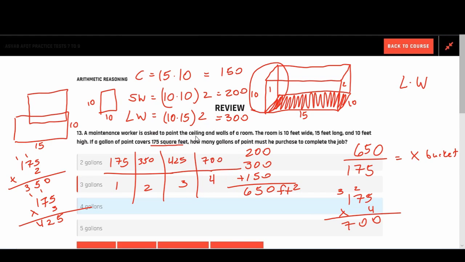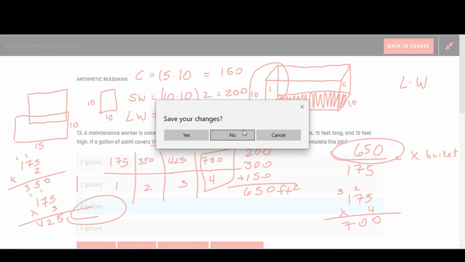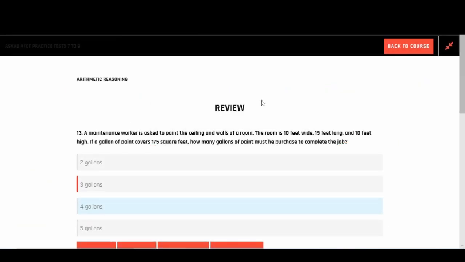Again, the maintenance worker has to paint 650 square feet. So if he uses 1 gallon, he's too short. 2 gallons, too short. 3 gallons, he's only going to be able to cover 425 square feet. If he uses 4 gallons, however, he can cover 700 square feet, which gives him 50 extra square feet of paint. So we know he needs a minimum of 4 gallons of paint. Okay, so that was that one. Again, you have to be good with visualization to do those problems.